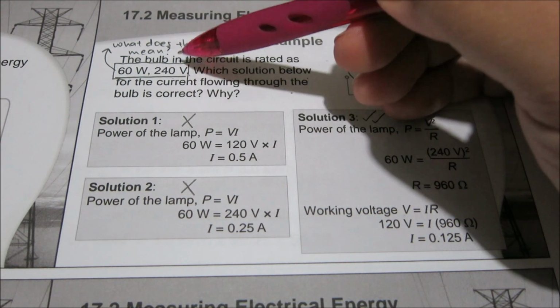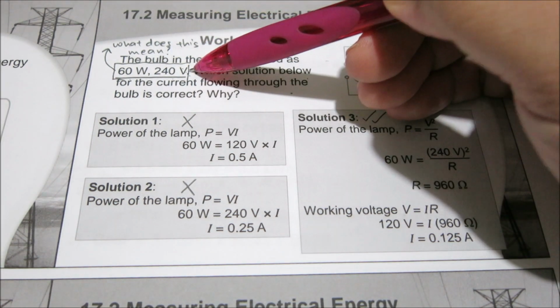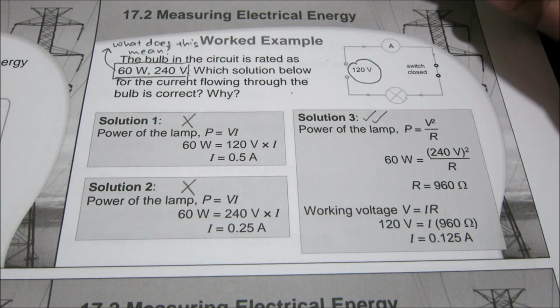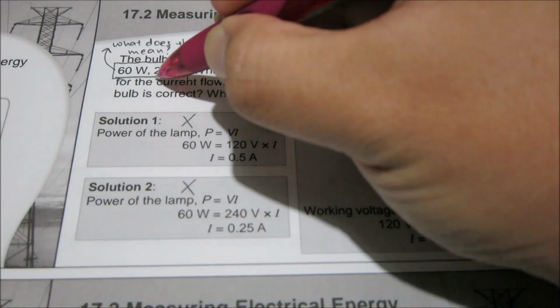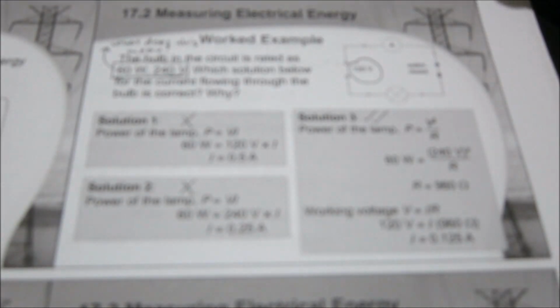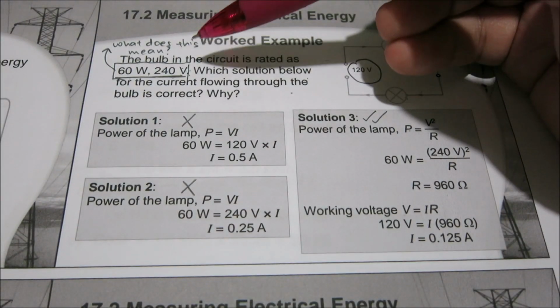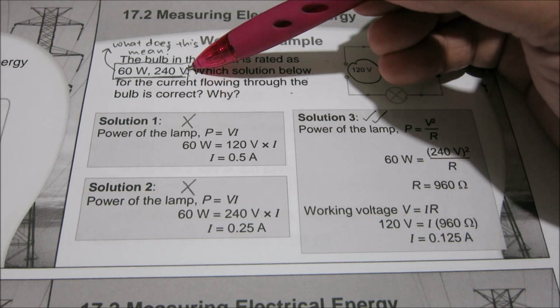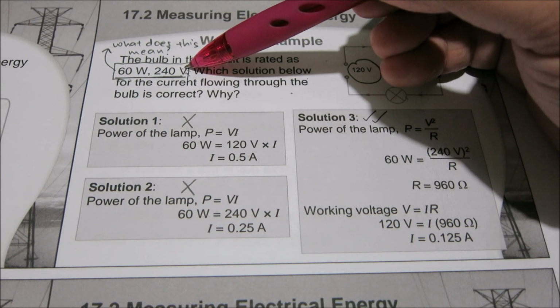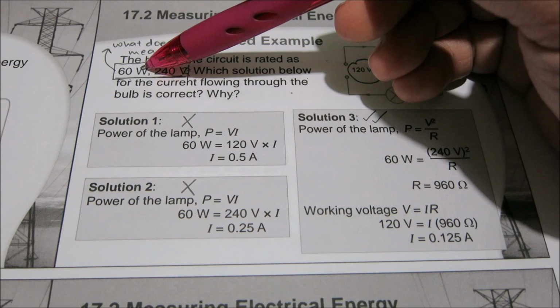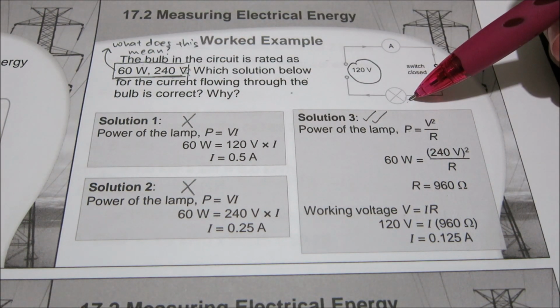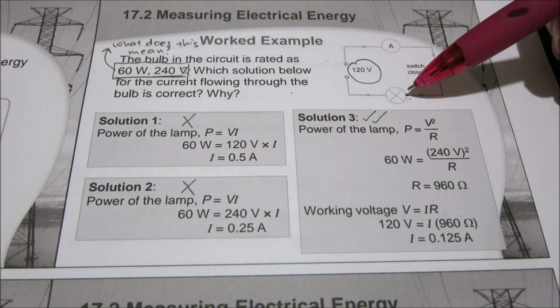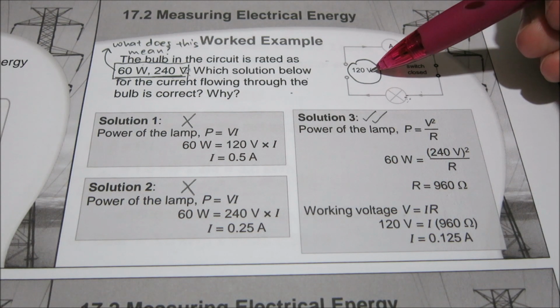Now, what does this sticker or label mean exactly? What it means is that when my bulb is connected to a 240 volt supply, then the amount of power used by the bulb is 60 watts. Now, this bulb is no longer connected to 240 volts.